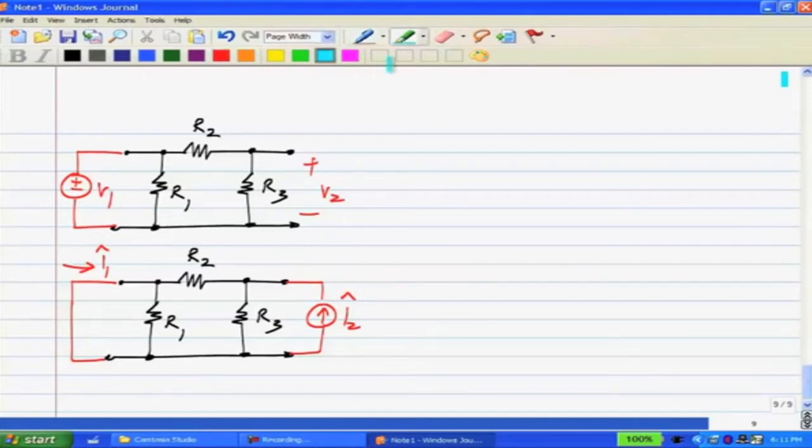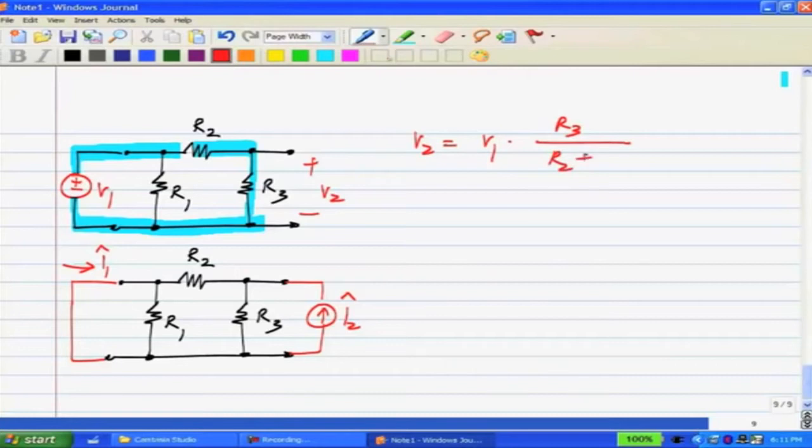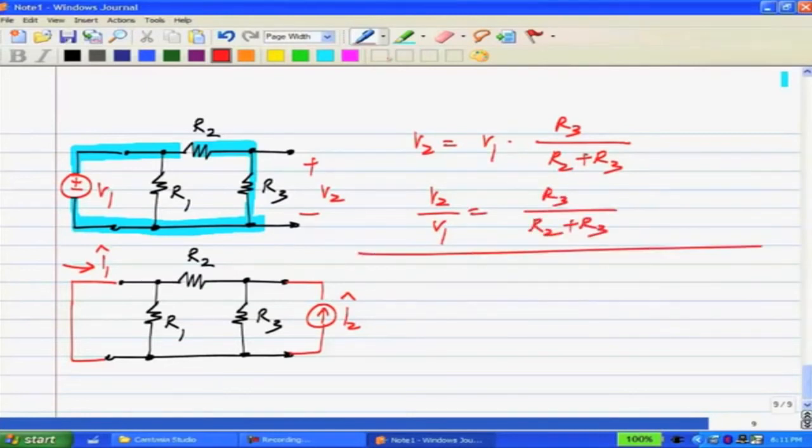Now, in the upper circuit, this V1 appears across the series combination of R2 and R3. We also have R1, but that is directly across the voltage source V1, so it has no effect. So, V2 is simply V1 times the resistance divider ratio, which is R3 by R2 plus R3, or V2 by V1 is simply R3 by R2 plus R3.